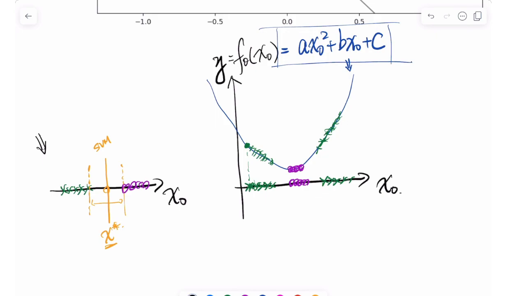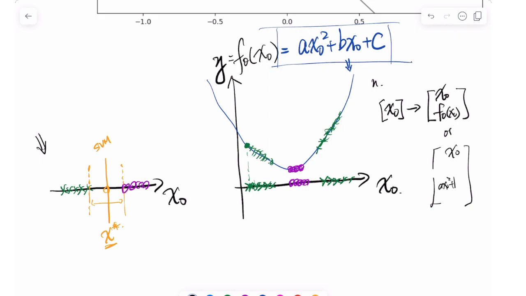So that means originally we have n data points, and every one of them is just in the x0 dimension. But if we use an f function and map it like this, or like this, we can create a new dimension right here or right here. So we can apply SVM in this new dimension. For example, something like this one.